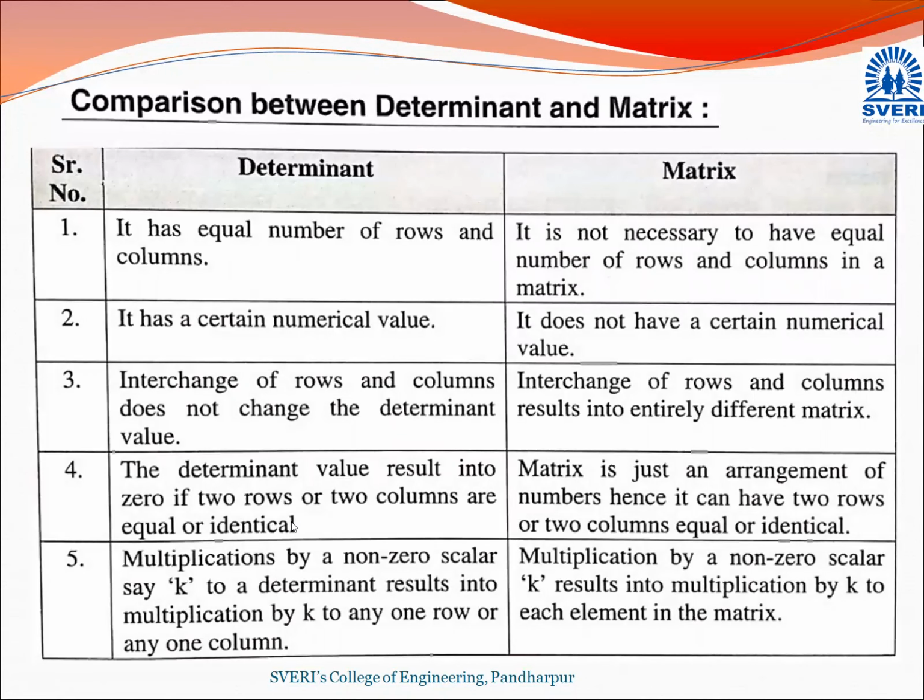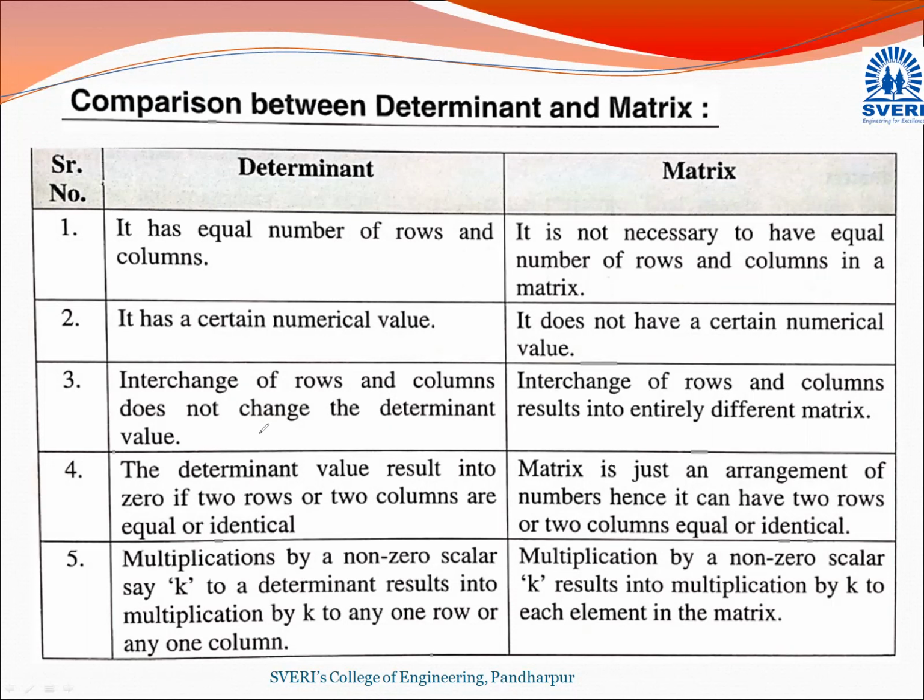Now there is the comparison between determinant and matrix. Just look at that. A determinant has an equal number of rows and columns. In the case of a matrix, it is not necessary to have an equal number of rows and columns. Then next, a determinant has a certain numerical value. Finding the determinant means we get a certain value. But in the case of a matrix, there is no certain value.